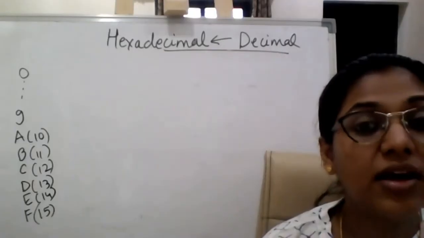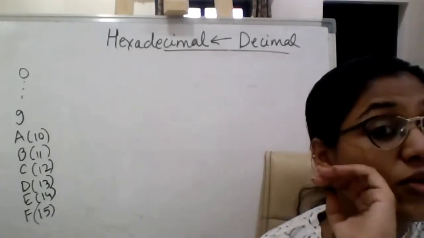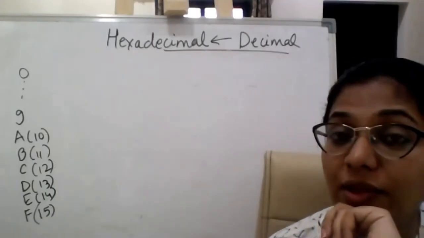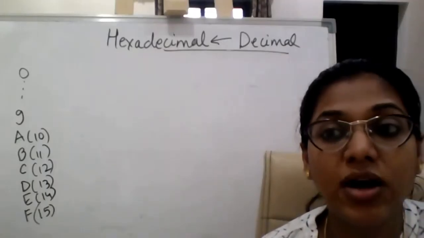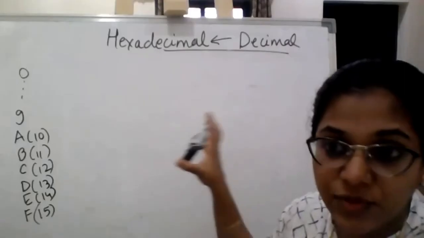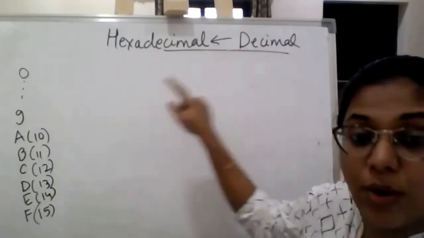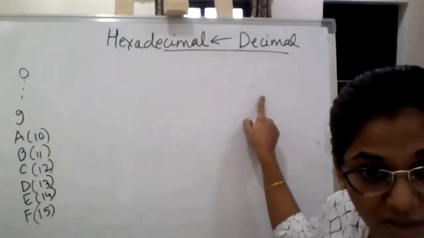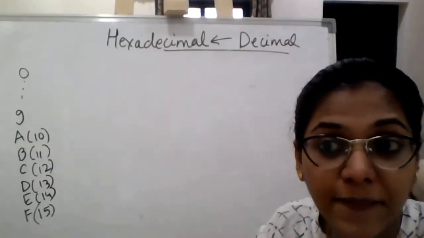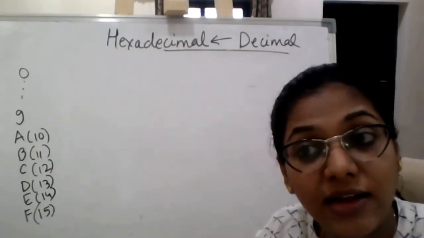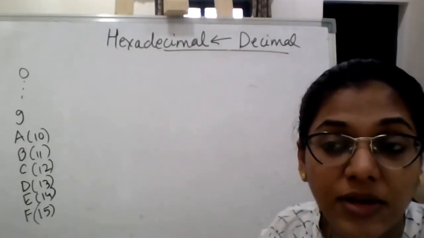Can someone tell me, if binary to decimal is multiplication of 2 raised to something, then for decimal to binary what did we do? We divided, the opposite of multiplying by 2, right? I reversed the arrow, so the process will also be reversed. Hexadecimal to decimal, you are multiplying by 16 raised to something. What will you do for decimal to hexadecimal?